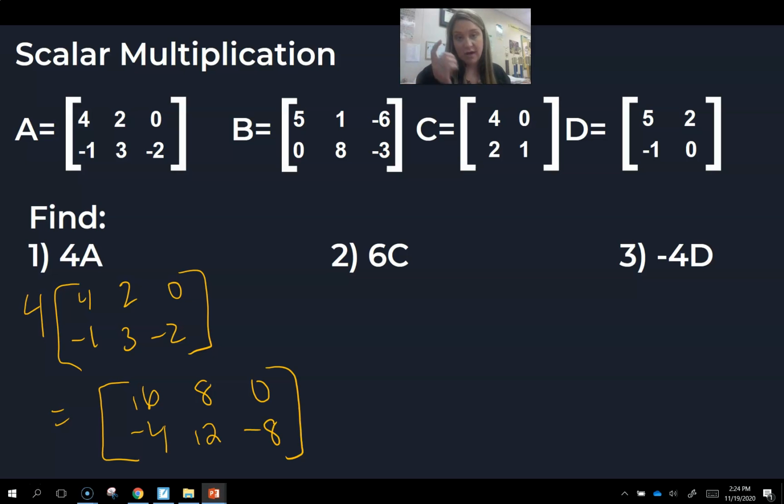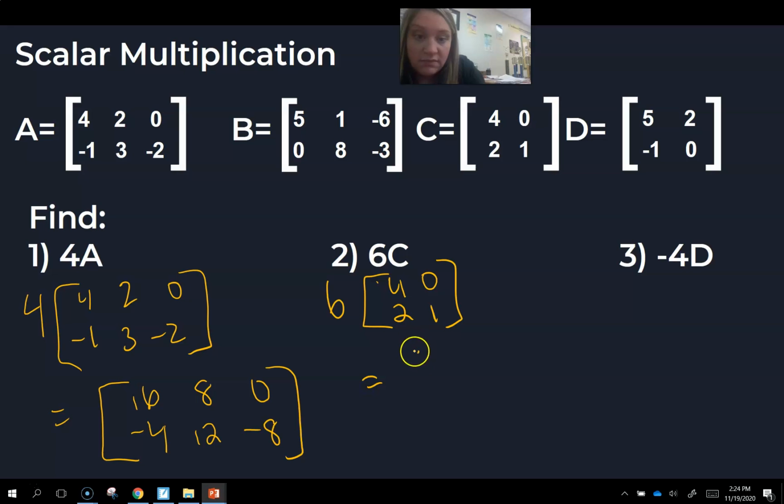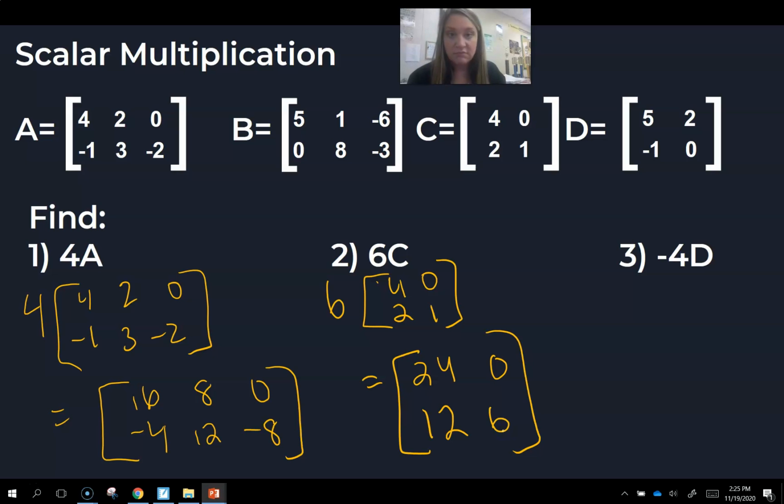Number 2, we're going to multiply my entire matrix C by the number 6. So that's going to be 6 times the matrix 4, 0, 2, and 1. 6 times 4 is 24. 6 times 0 is 0. 6 times 2 is 12. 6 times 1 is 6. That's it. That's all it is. Easy. Even though it's a -4, it's still the same thing.